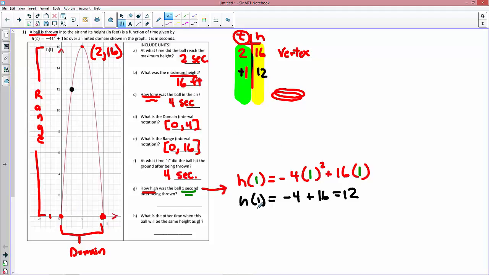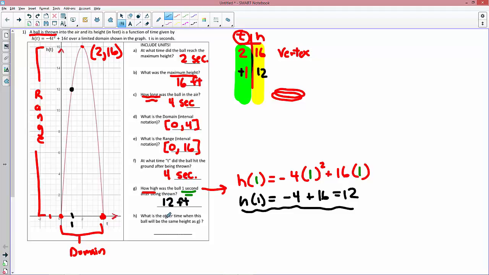Now, I didn't have to go through this. I'm just showing you this because on the quiz you won't have the graph. You could have just looked at the graph, looked at t equals 1, and of course gone up to 12. But I did show you how to do it algebraically, so when you have that in the quiz, you'll know how to do it. How high was the ball 1 second after being thrown? 12 feet.